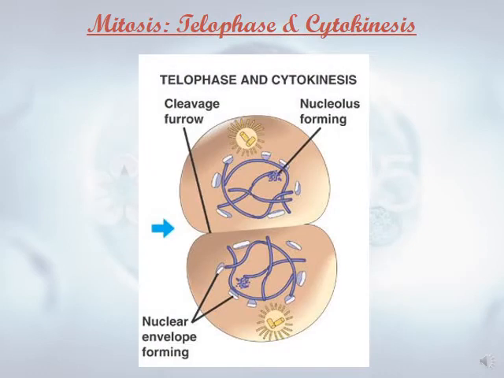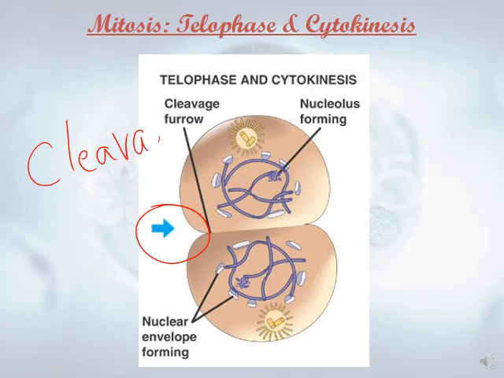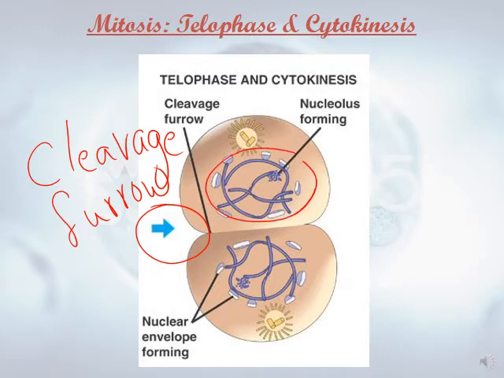Last phase: prophase, metaphase, anaphase, and now we have telophase and cytokinesis. In telophase, an important key here is the cleavage furrow. This is the cleavage furrow, where the cell will divide into two cells. So the chromosomes form two identical groups at the opposite poles of the cell. These chromosomes will decondense back to the chromatin form.